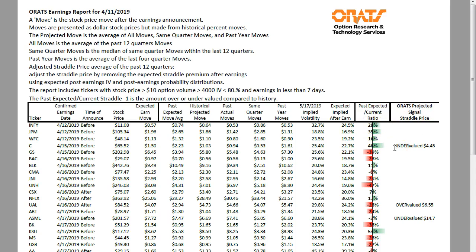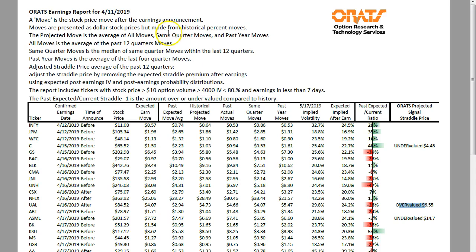So ORAT over the years has developed some signals. Some of these are based on the historic projected moves. Some are based on the expected moves. And we have some other signals that we'll get into a little bit later. And then we'll say whether we think, based on those historical moves, we expect it to move more than the straddle is saying today, or less. So under, we would think it would move more, and over, we think that it won't move as much as the straddle is priced in. So that's an explanation of the report going forward.